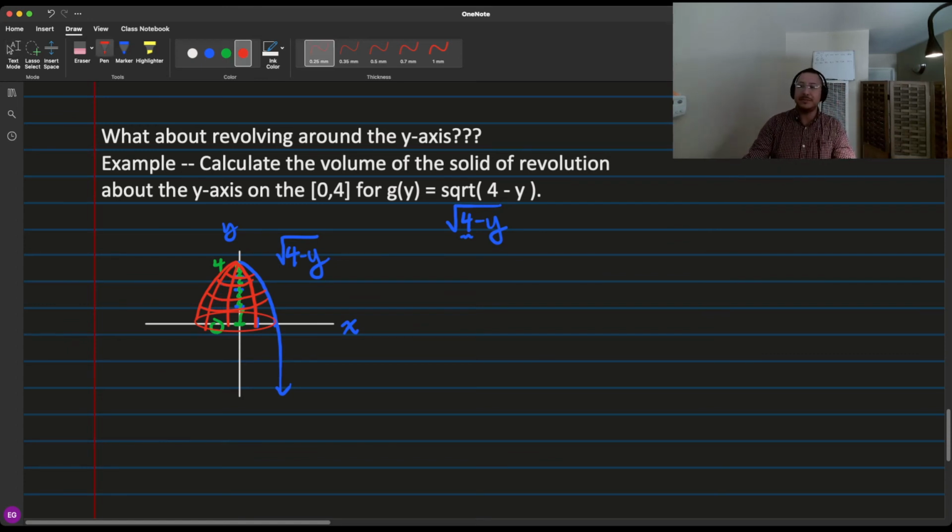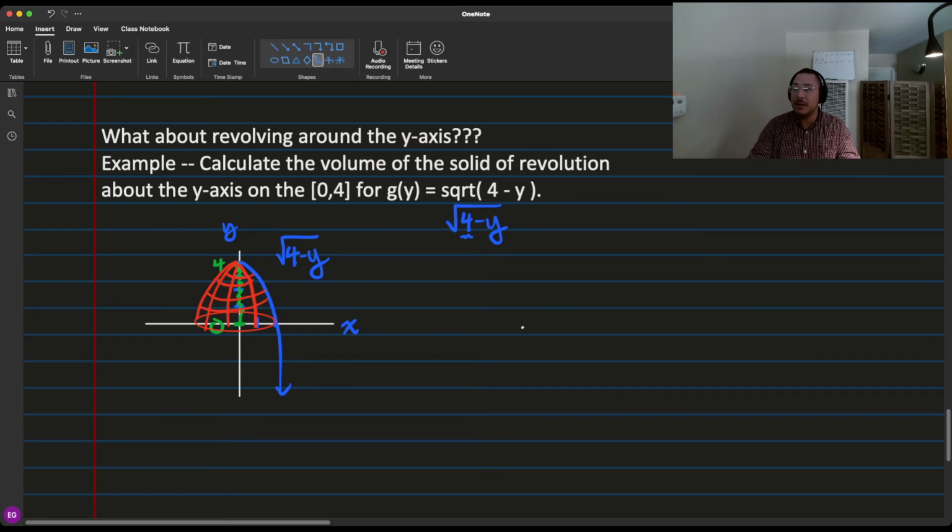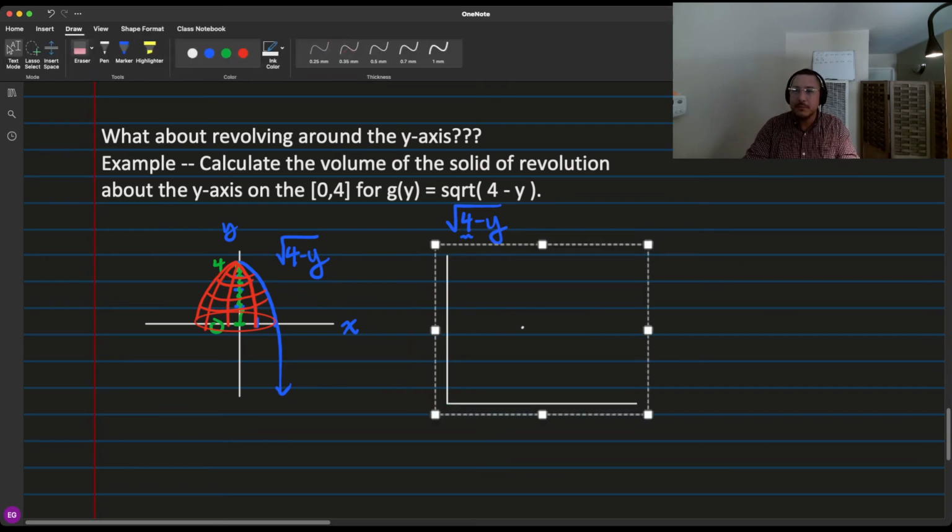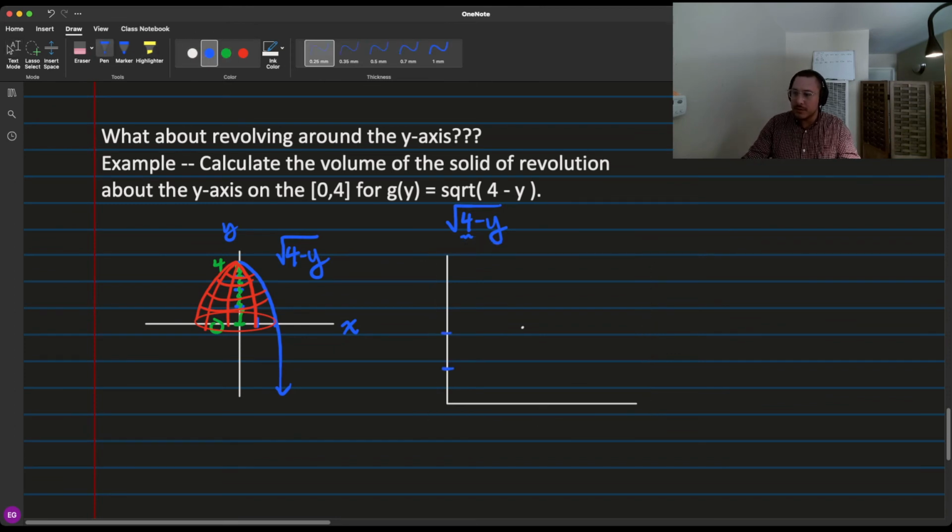Okay, so how does this work? There's several ways you can think about this. We're going to insert an axis. Okay, it doesn't want to let me do it. One, two, three, four. 1, 2. Okay, so this is the part that you're going to be revolving. This point right here is going to be my xi. Or sorry, yi, because we're revolving around the y-axis. Okay, there we go. So this length is square root of 4 minus yi.